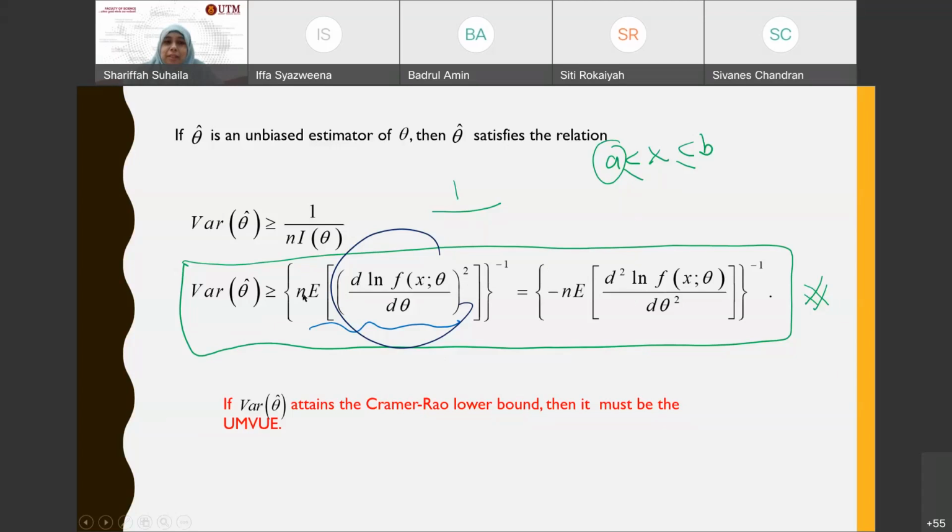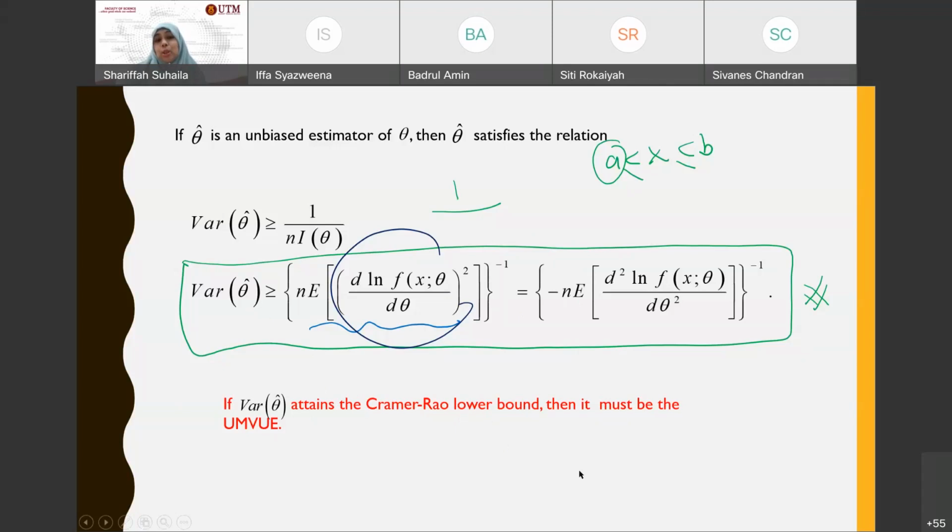So this one you have n expected value d ln f(x; theta) d theta and then square. So this one to the power minus 1 lah sebab kita ada 1 over n i(theta). Kalau this one d square, so that means negative n kat depan. So that means if your variance of theta hat attains the Cramer-Rao lower bound, which is greater than or equal, so it must be uniformly minimum variance unbiased estimator. Okay, kalau dia attains that Cramer-Rao lower bound.